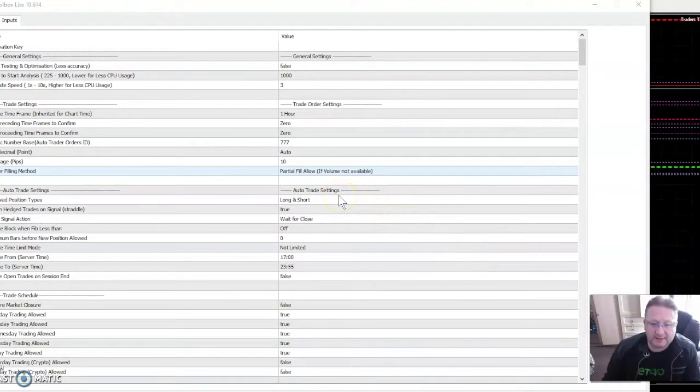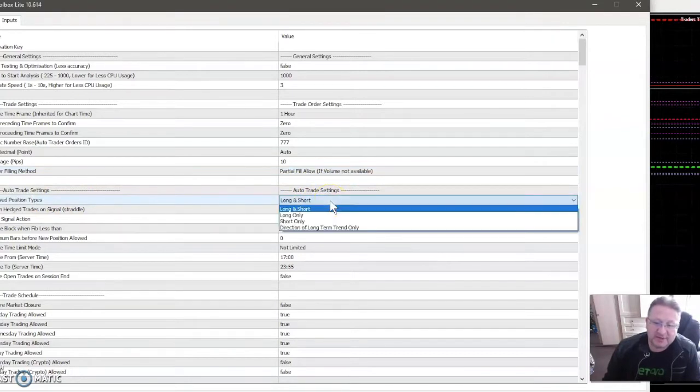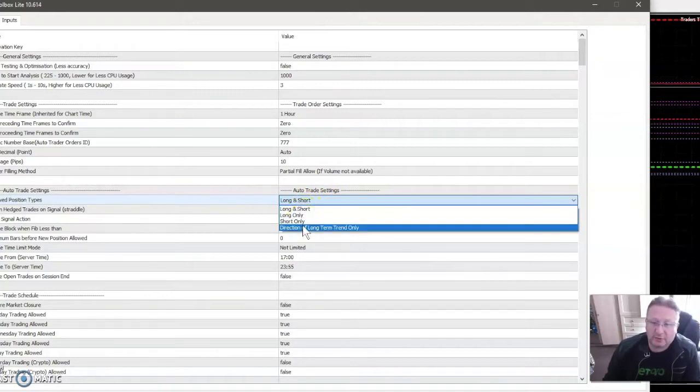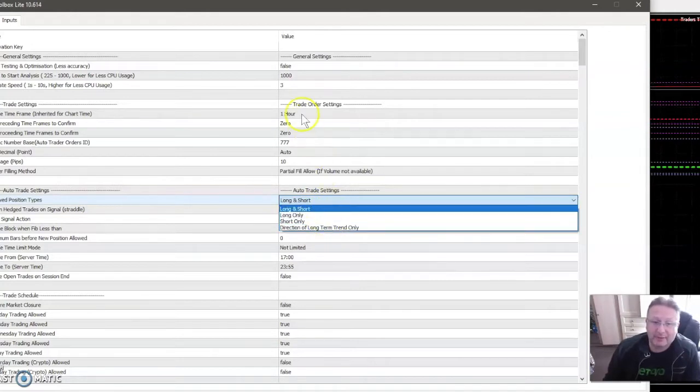Auto trade settings. So we're going to start with the top one. We've got allowed position type. So this is which positions are allowed to be opened by the auto trading. Long and short, long only, short only, and direction of long-term trend. The direction of long-term trend is determined by the amount of bars you have at the top there.